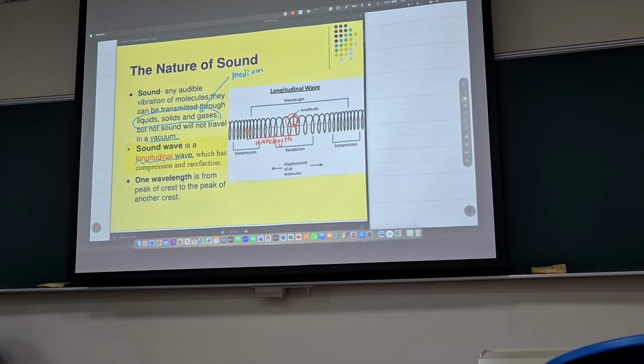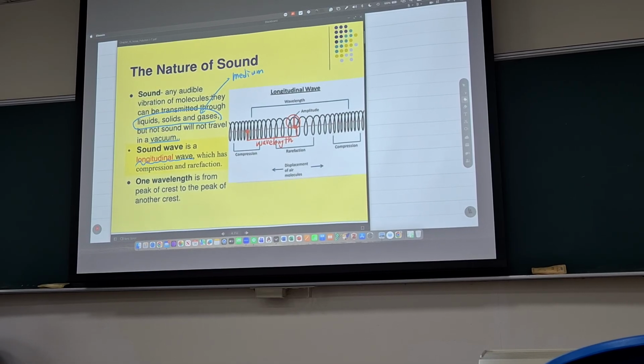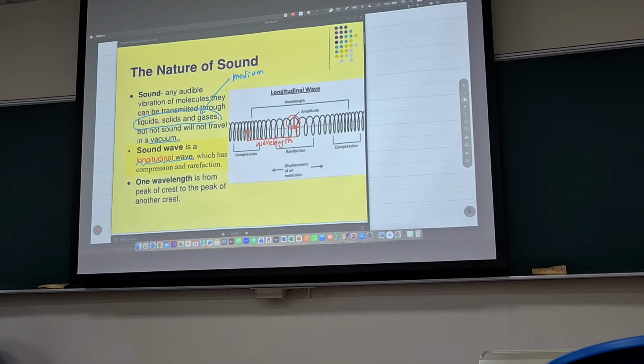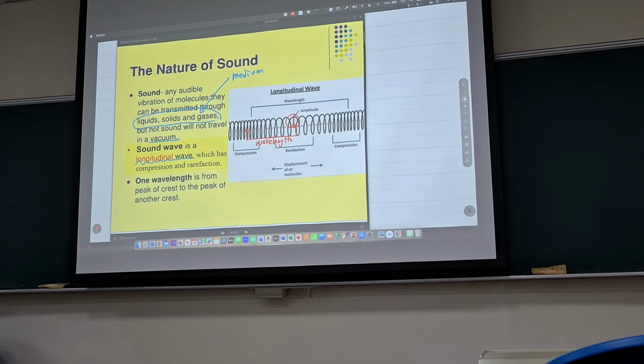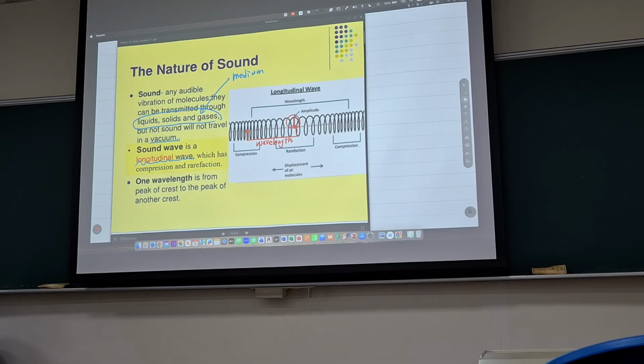The amplitude shows how strong the vibration is. So if you speak louder, students, speaking louder means a larger amplitude. It doesn't mean you're going to transmit faster. Understand? Speaking louder doesn't mean your sound wave will transmit faster. No.